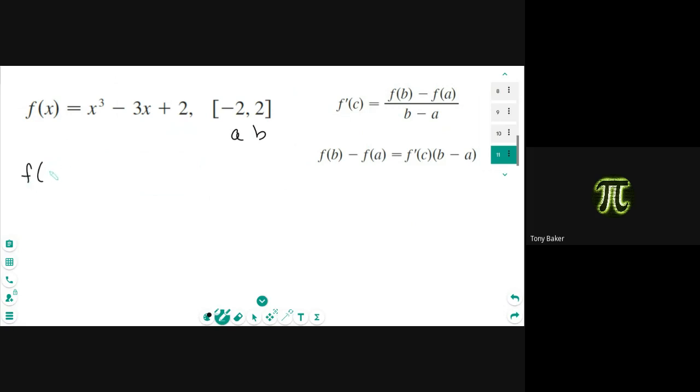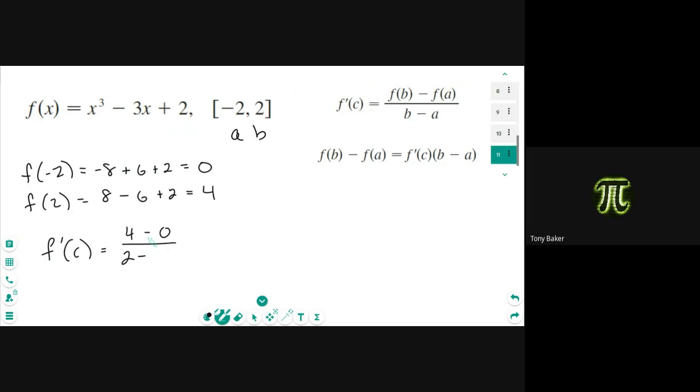So f of negative 2 is... squared minus... So f prime of C equals what? That makes sense? That's not my answer. I need to find C.